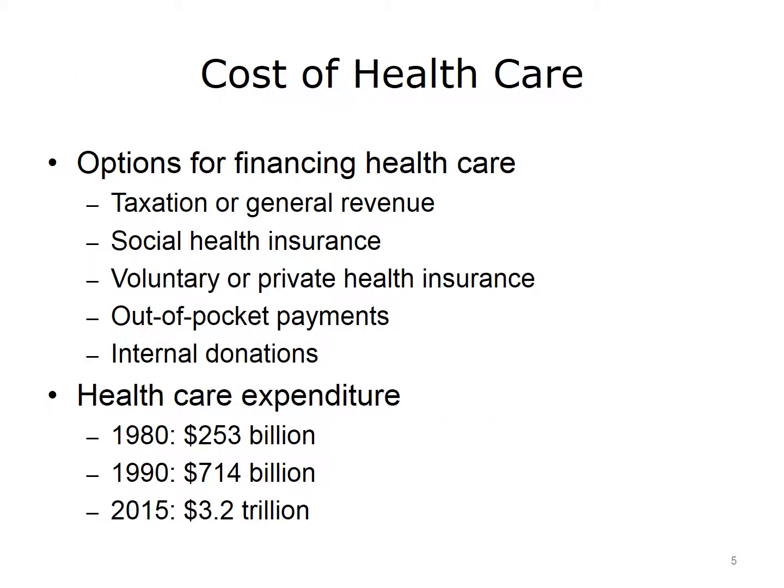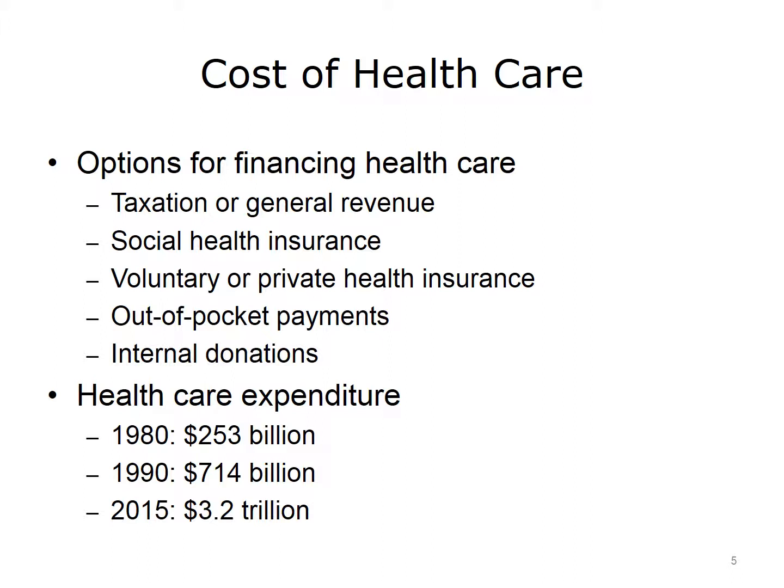When we look at the cost of healthcare, there are 5 general options for financing healthcare. The first is taxation, or general revenue. The second is to have a system or some form of social health insurance that will finance healthcare. The third is to have voluntary or private health insurance. The fourth option is out-of-pocket payments that patients will make in order to take care of their illnesses. And the fifth is internal donations, which may come from communities, organizations, or professional societies.